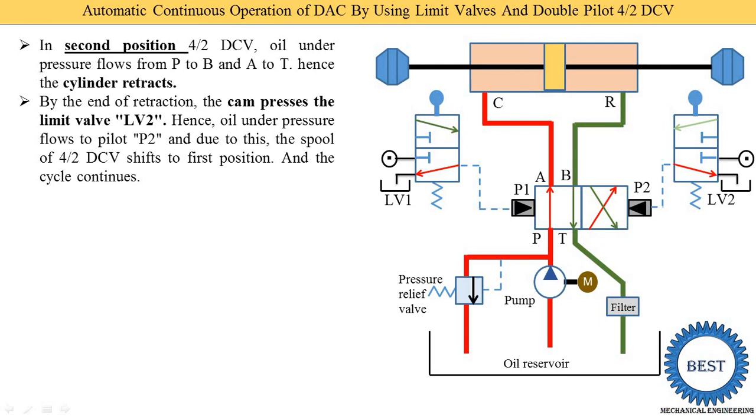Oil is supplied from P to A, goes to the cap end, and applies pressure. So the system is continuously operated, and no involvement of the operator is required. That is called automatic continuous operation.